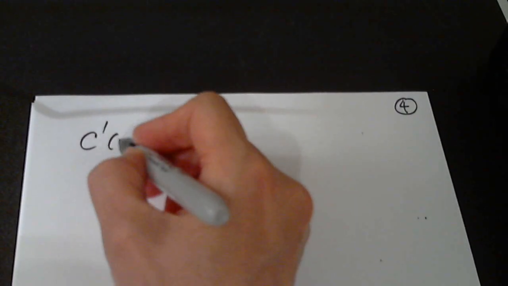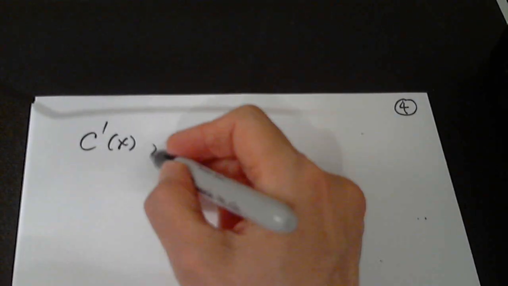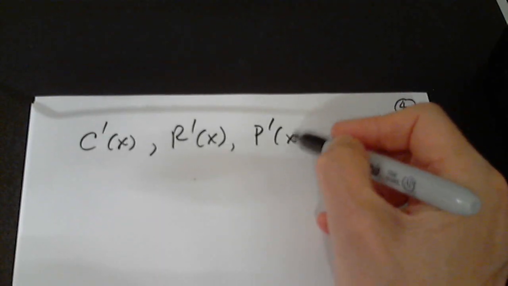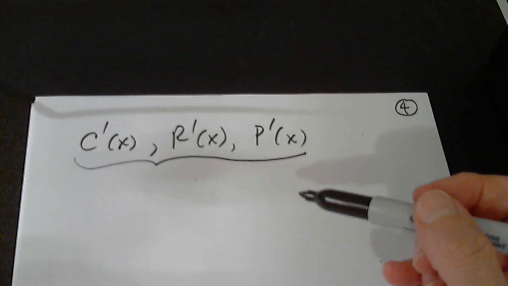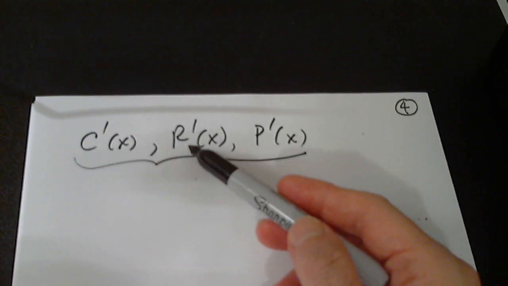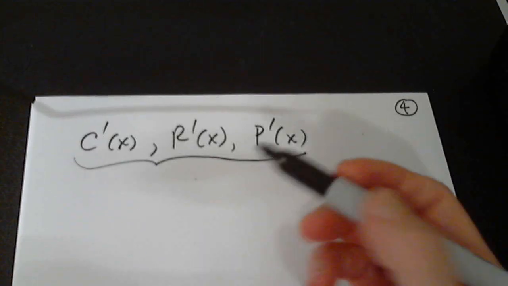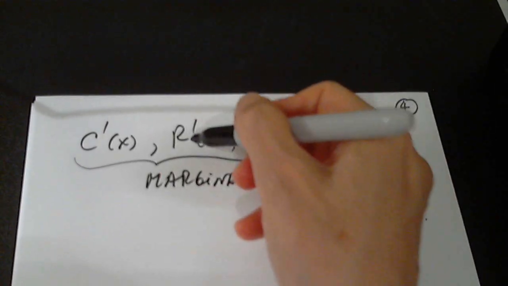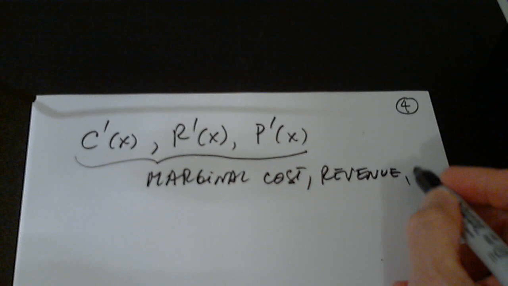So C prime of x, the derivative of the cost, the derivative of the revenue, the derivative of the profit. These are just rates of change, right? The rate of change of cost, revenue, and profit, respectively. But they're also called marginal cost, revenue, profit.